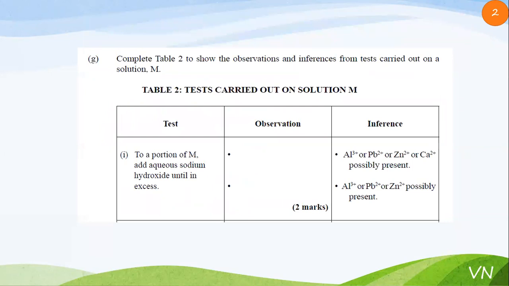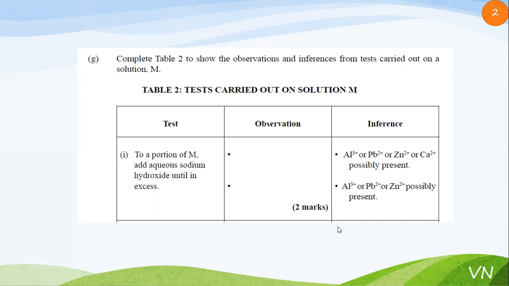So we go to the second question that we're looking at today. It tells us to complete table 2, the table below, to show the observations and inferences from tests carried out on a solution M. The first test is adding aqueous sodium hydroxide until in excess. Again, the inference is given, and we're asked to write down what is the observation.